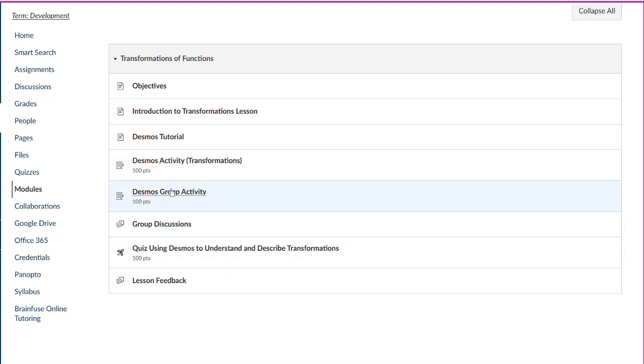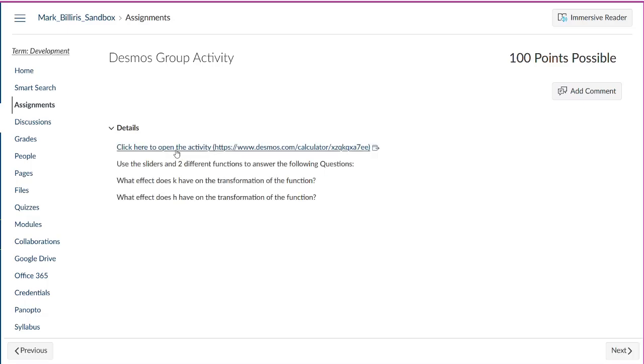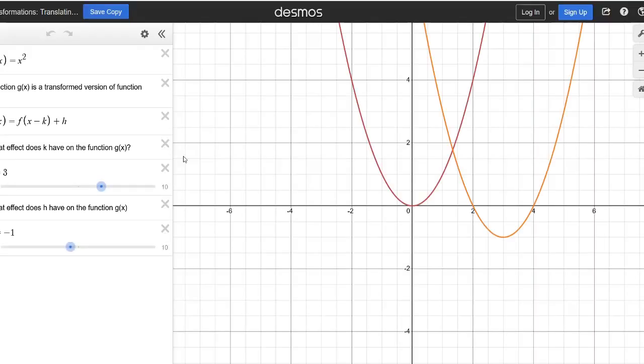I then had a group activity in which students were asked to work in groups that again dealt with the transformation and specific questions for them to research and discuss amongst the group members.